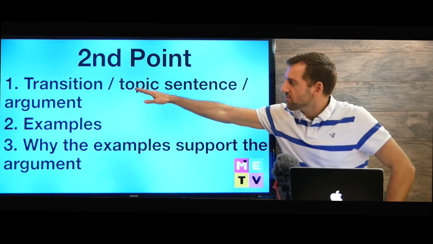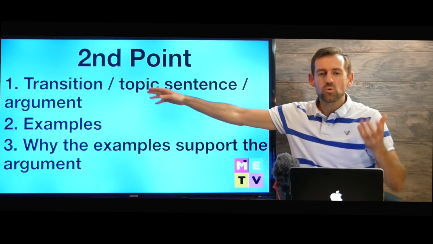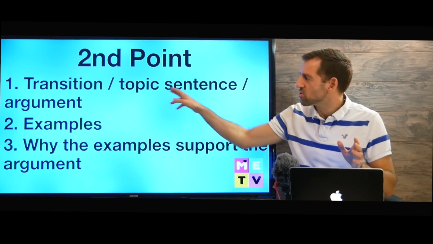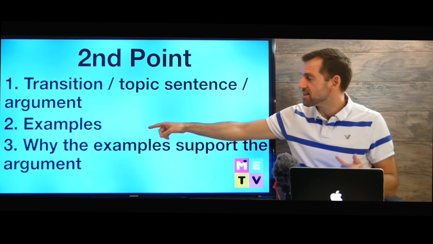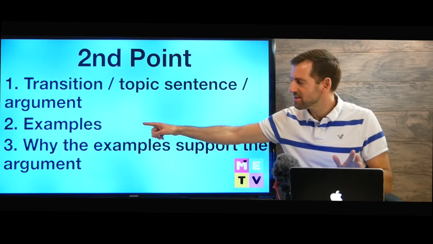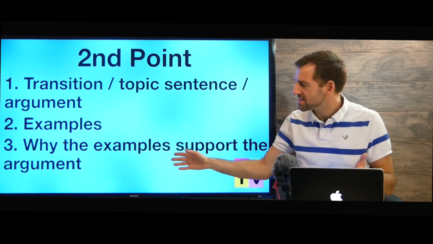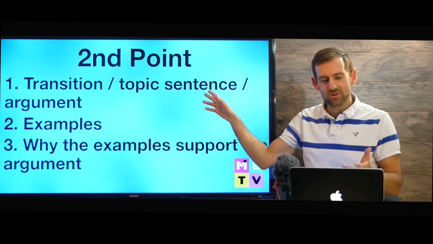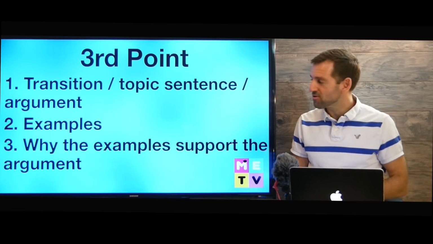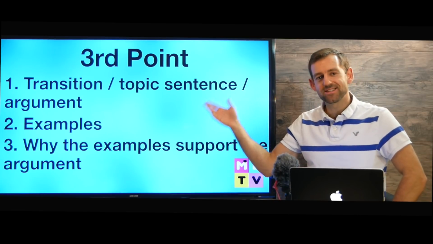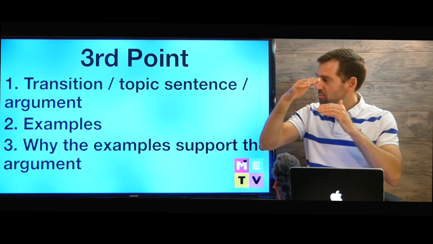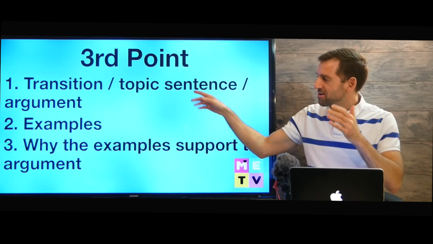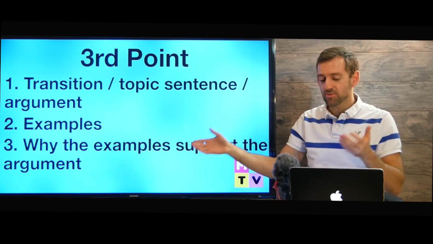So our first sentence is going to have some sort of transition and it's going to say what our argument or our topic is for this paragraph. Then we're going to give examples and then why the examples support the argument, okay? And then our third point is going to be exactly the same. How do we transition from the second point to the third point? We're going to give our arguments, examples, and our support.